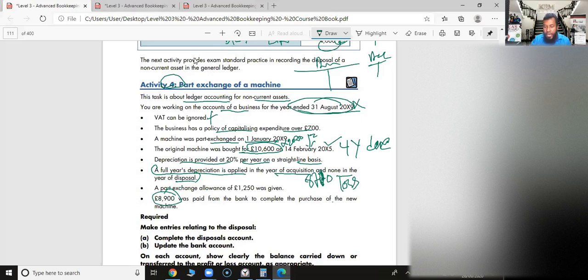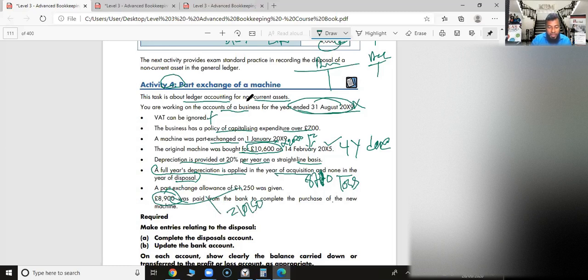I exchanged my old asset, which I bought for 10,600, but after doing depreciation and working out my profit or loss, that part is gone. But the new part is I'm getting some new asset. How much new asset? I paid from my pocket 8,900, bank going down, and I exchanged the old one for 1250. So my new asset is 8,900 plus 1250 equals 10,150. These two added up equal 10,150. And these are the questions and answers.